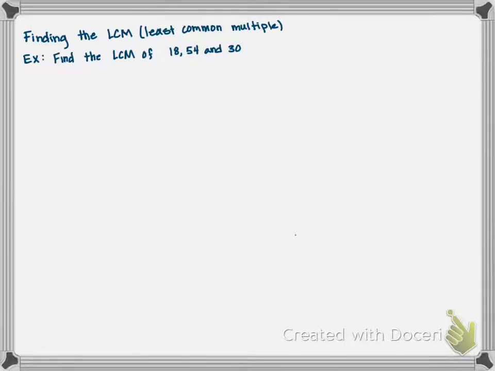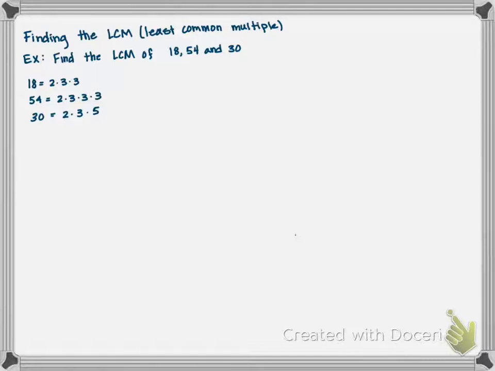Right, so GCF is the biggest number that goes into all of these numbers. LCM is the smallest number that all these numbers go into. So yeah, we use prime factorization. We say 18 is 2 times 3 times 3. 54 is 2 times 3 times 3 times 3. 30 is 2 times 3 times 5. And then we build our LCM from that.